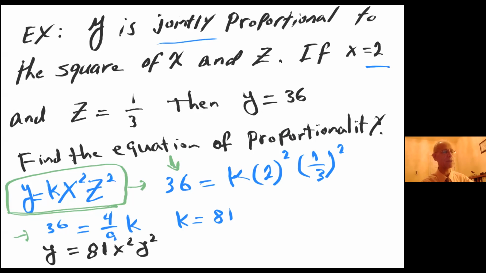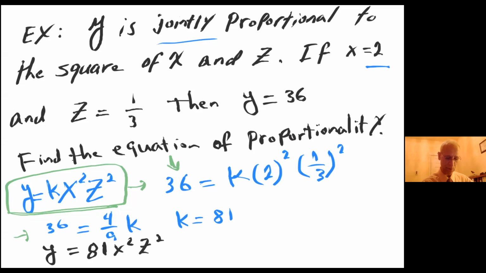So 36 equals k times 2 squared times 1/3 squared. So 36 equals 2 squared is 4 times 1/9 is 4/9. Multiply both sides by 9/4, and you get k equals 81. So the equation of proportionality is y equals 81 x squared z squared. Okay, good thing we caught that mistake. 81 times x squared times z squared.